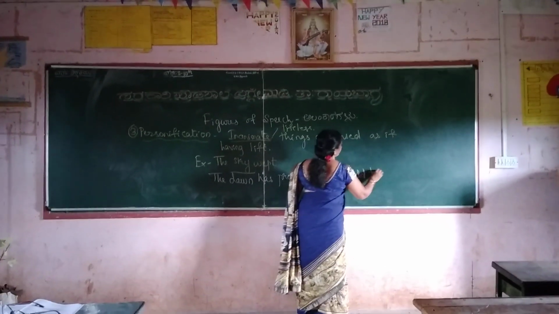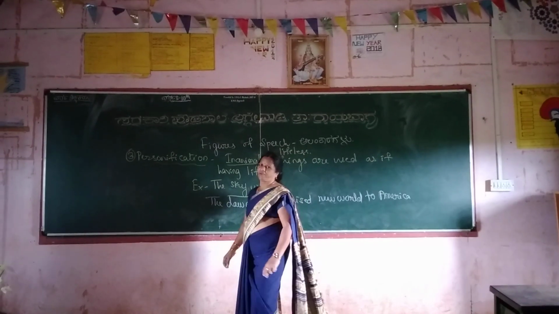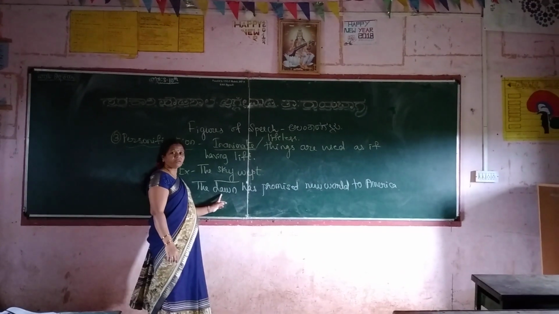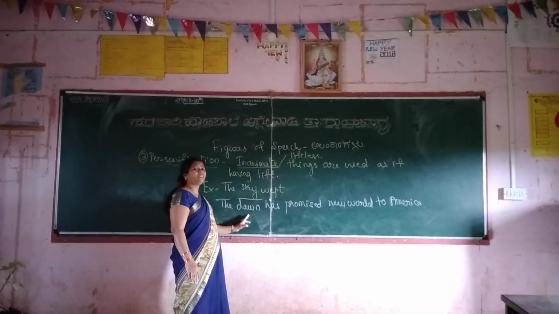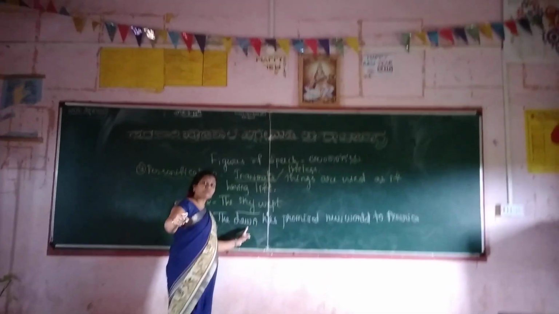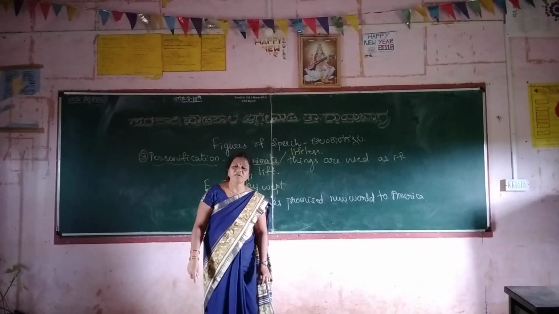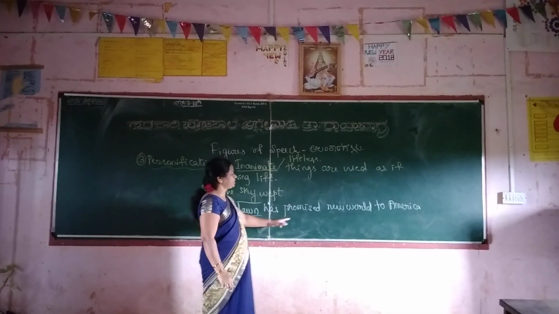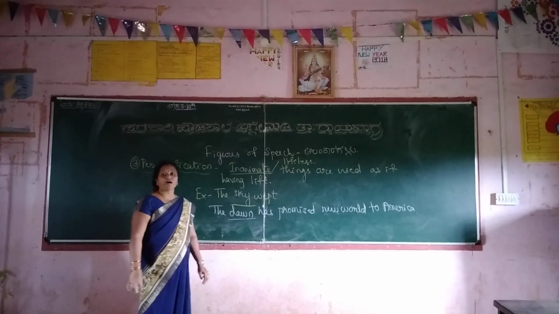New world to America. Dawn means an early morning. It is promised. Whether we can touch or feel, we can't say that it is animate or inanimate. Dawn, early morning, promised America a new world. So, here the dawn is an inanimate thing, but we use it as animate. The dawn is a promised new world to America.